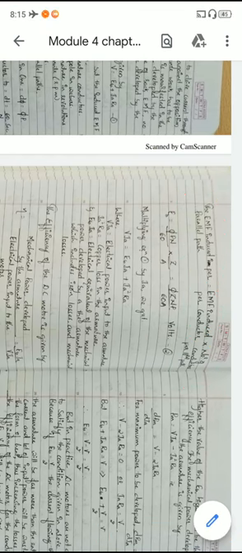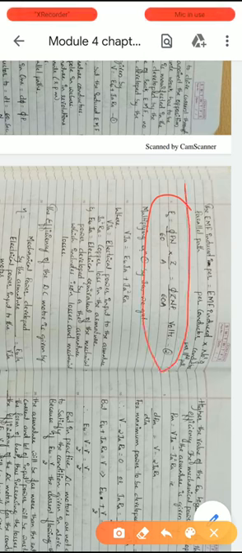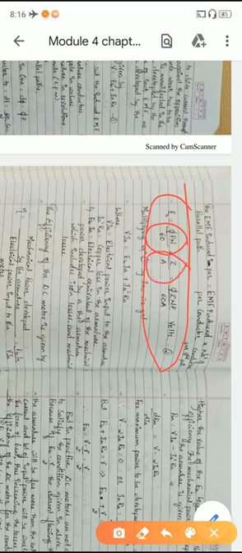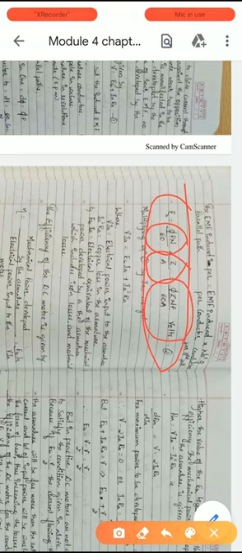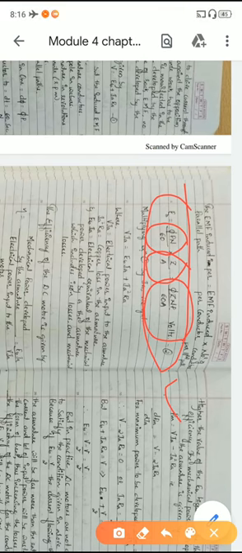That is the back EMF. EB is equal to the EMF induced per conductor, phi P N by 60, times the number of conductors per parallel path, Z by A. I will get Z N P divided by 60A. This derivation is very important because we will solve many problems on this equation. So EB is equal to phi Z N P divided by 60A.